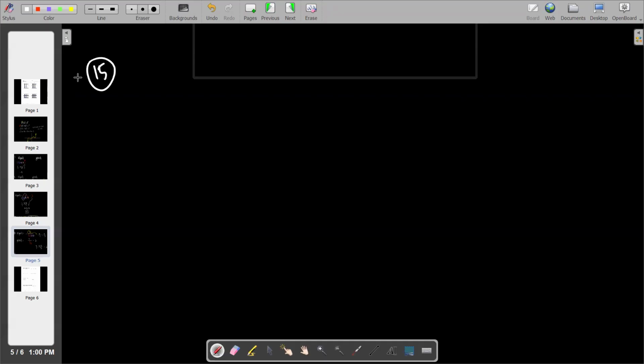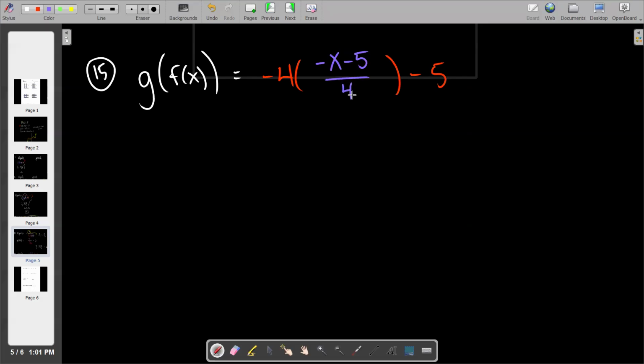So number 15, which way are you going first? Which way do you want to go? Okay. So we're going to do G of F of X, and again, the way I like to do it is take the main function and write it down. So it's -4 blank minus 5. And then into that blank, we're going to plug F of X, which is -X minus 5 over 4. So far, so good. Okay.